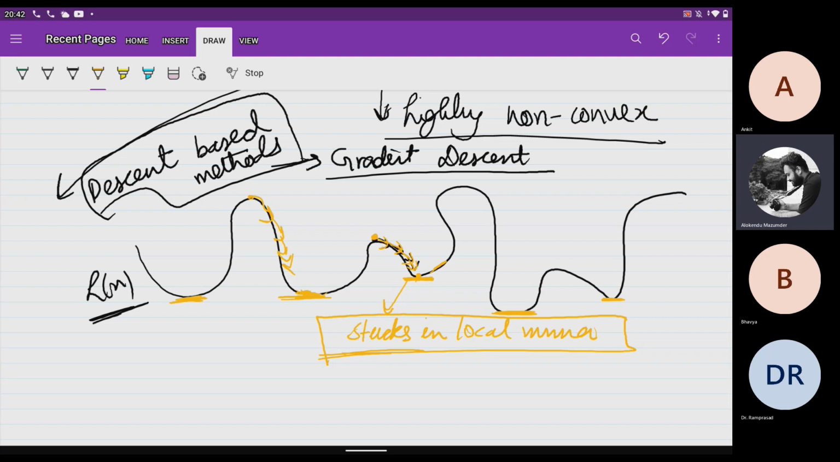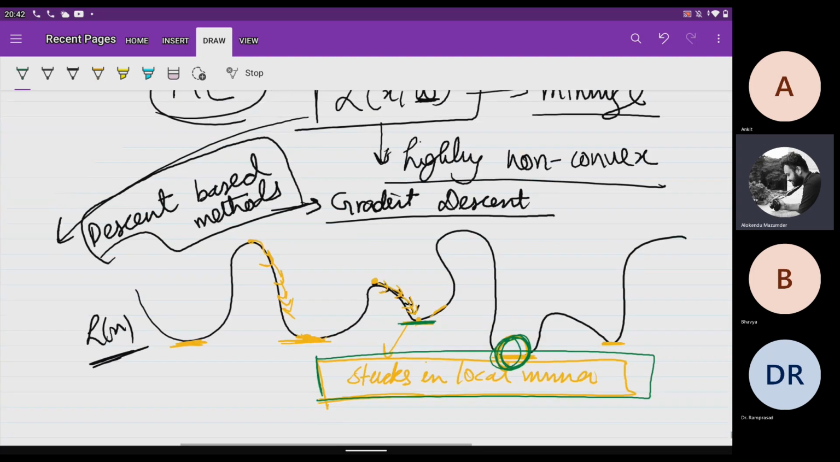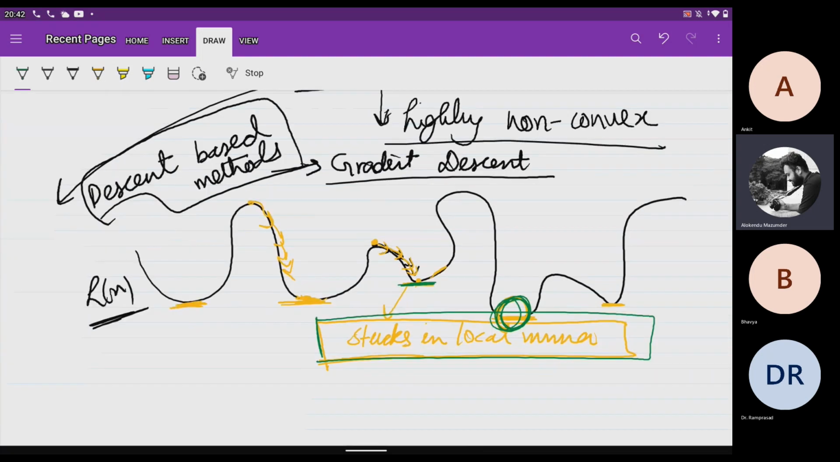The optimal solution is supposed to be here, but the algorithm gets stuck in a local minima, so it won't give a good picture of the loss function or of the parameters. It doesn't give a good model. It's not optimized well, and there is a possibility that it can give a high test error.